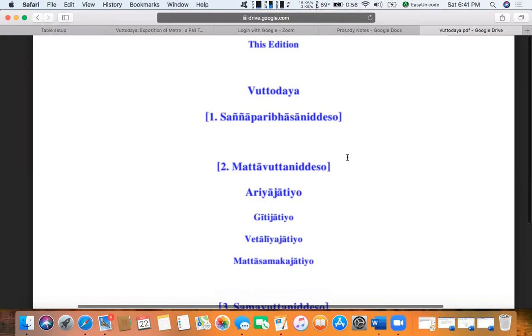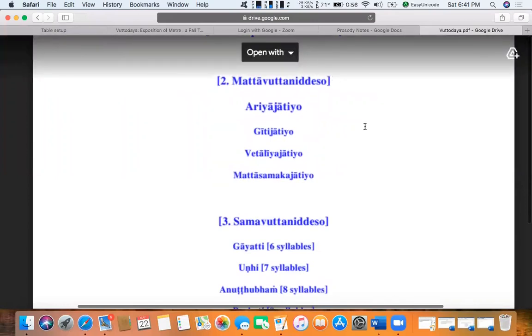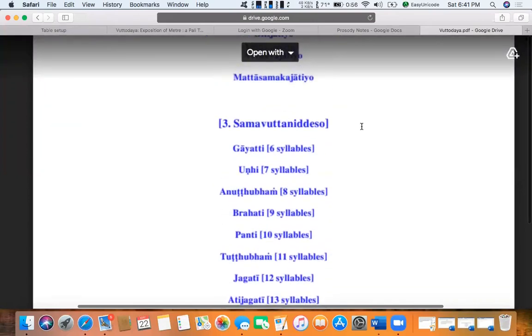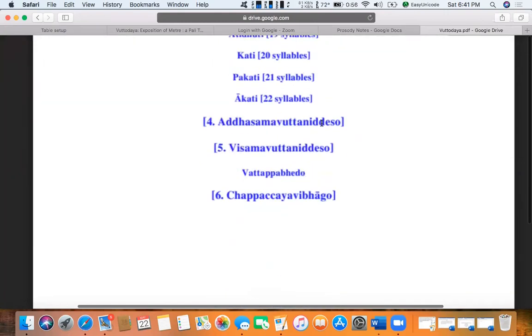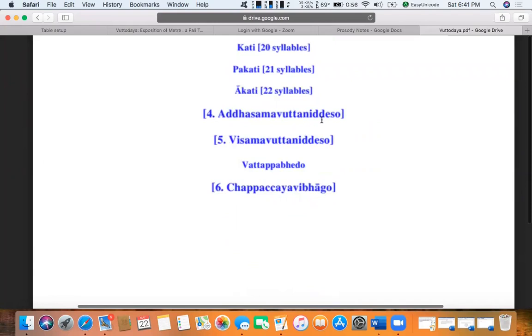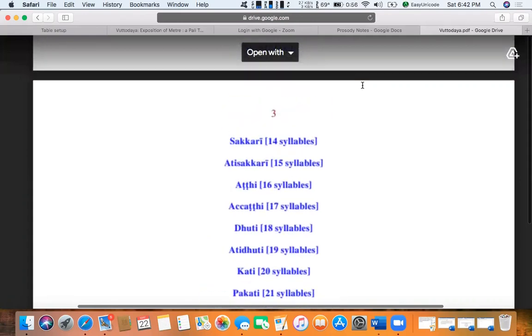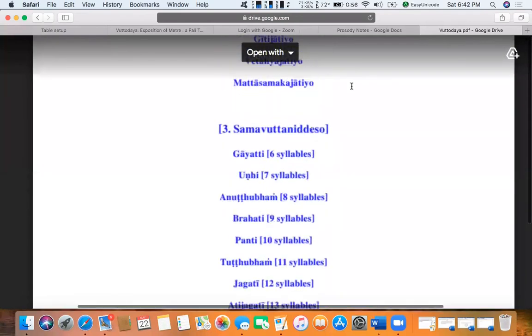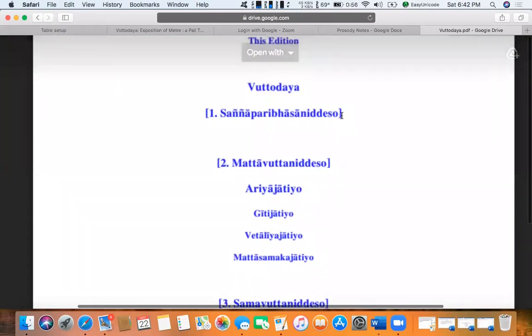The second chapter is Matta Vutti Niddesa. The third chapter is Samavutti Niddesa. The fourth chapter is Addhasamavutti Niddesa. The fifth is Visamavutti Niddesa. And the sixth chapter is Chappaccaya Vibhāga. The first chapter, Saññā Paribhāsā Niddesa, is like an introduction to Vuttodaya.